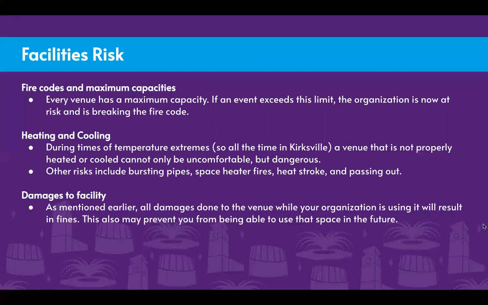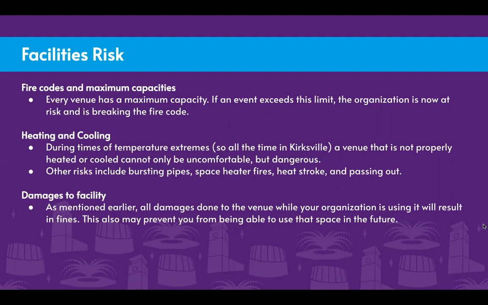Like mentioned before, hazards can include fire codes and maximum capacities. Every venue has a maximum capacity, and if an event exceeds that limit, the organization is now at risk for breaking the fire codes. Heating and cooling can be another facility risk. During times of temperature extremes, a venue that is not properly heated or cooled can not only be uncomfortable for the guests and event goers, but dangerous. Other risks include bursting pipes, space heater fires, heat strokes, and passing out.